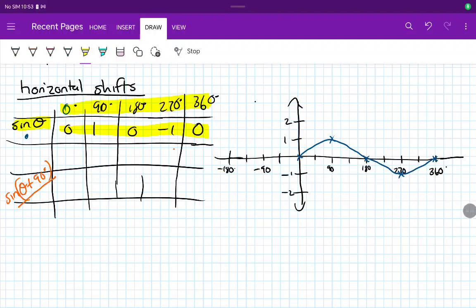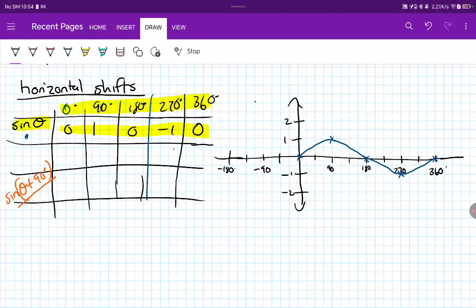Okay, let's do a horizontal shift. Horizontal shifts are slightly different. On the screen I have my basics, right? I have my sine of theta, I have my first 2 lines of the table, and I have my sketch drawn as a reference. What I have on there is a question in orange, and this question in orange is sine of theta plus 90.